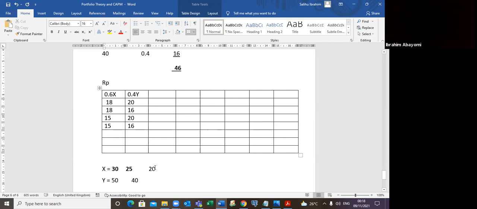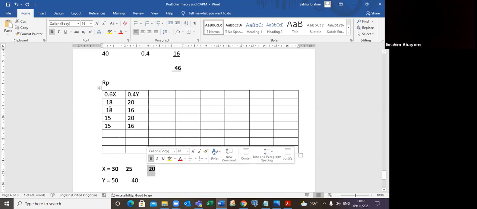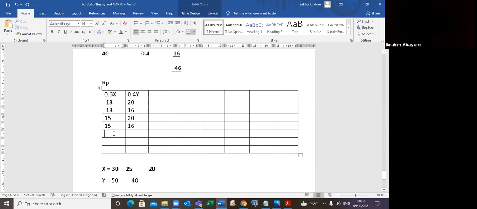I'll now come to 20. 20 times 0.6 is what? 12. Then this will be what? 20. 12 again. This time around I have 16. Do you understand now?